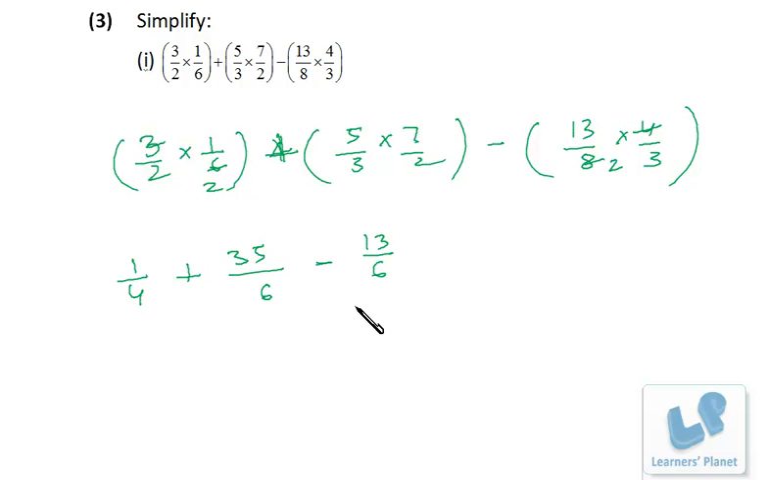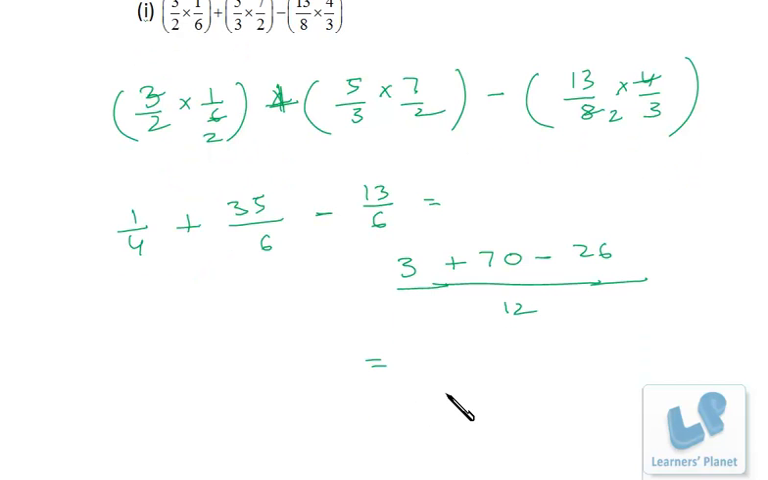Okay. Now we are left with the simple expression. Take the LCM of 4 and 6, that's 12. Now 4 into 3 is 12, so 3 into 1 is 3. Plus 6 into 2 is 12, so 2 into 35 is 70. Minus 6 into 2 is 12, so 2 into 13 is 26. Right? So 70 minus 26, that's 44, and 44 plus 3 is 47, and this is 12.